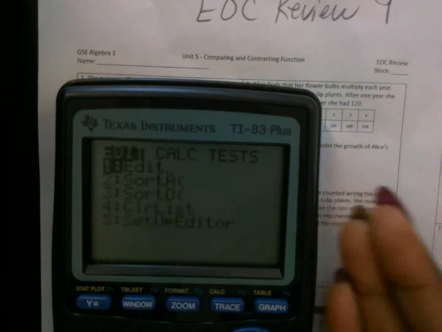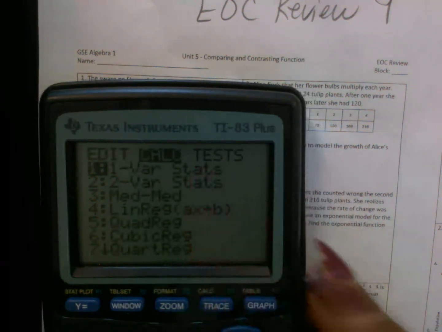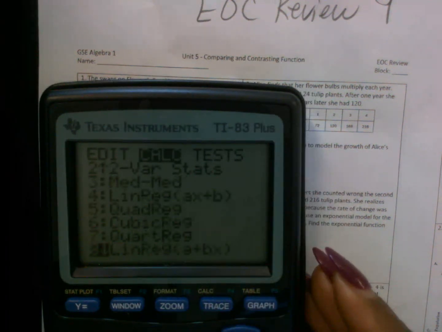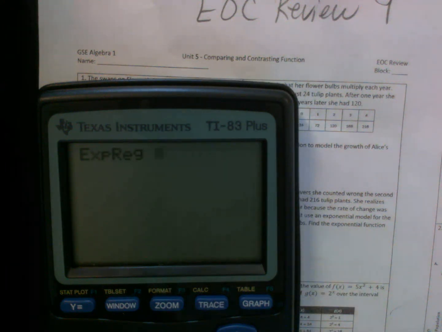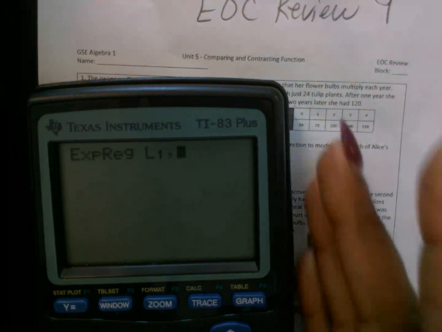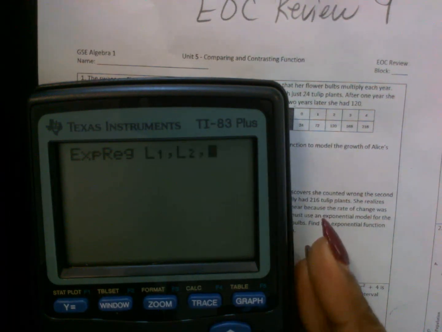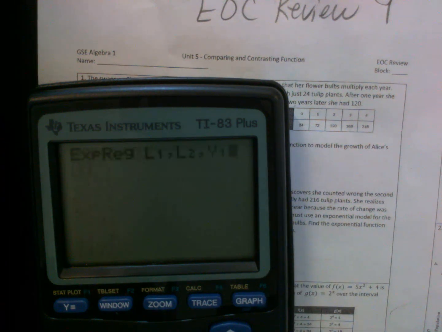So that's stat, calc, expo reg, that's down at the bottom. This time you're going to do L1, comma, L2, comma, vars, Y vars. How many times do you press enter? 3 times. So now we can view the function table.